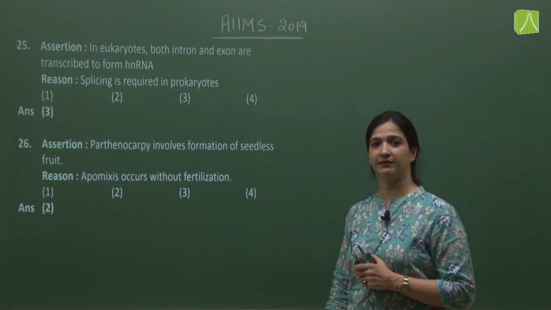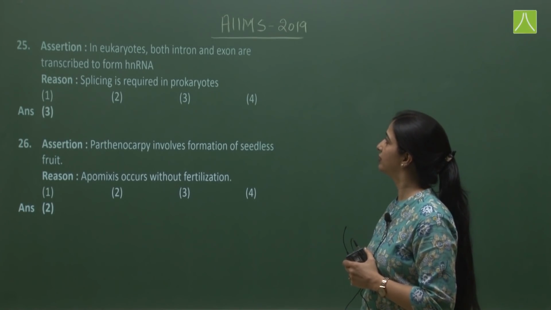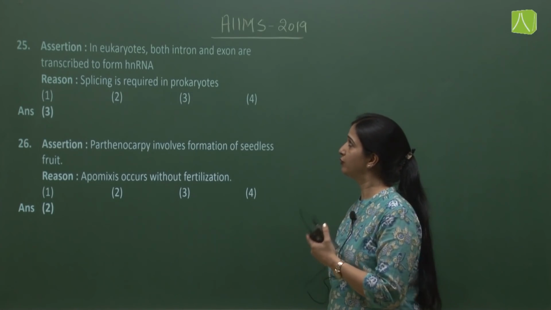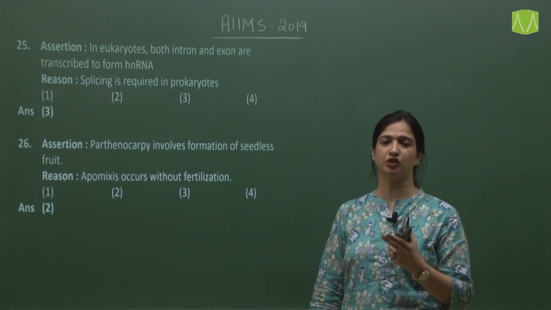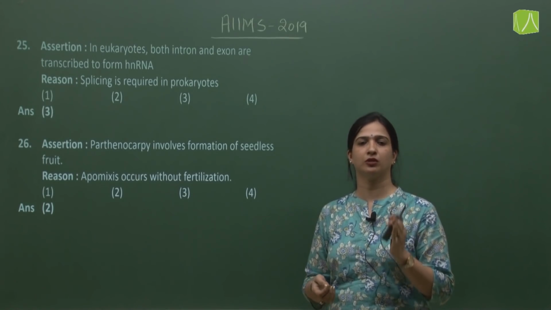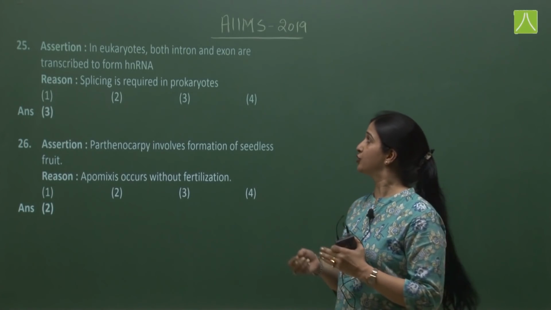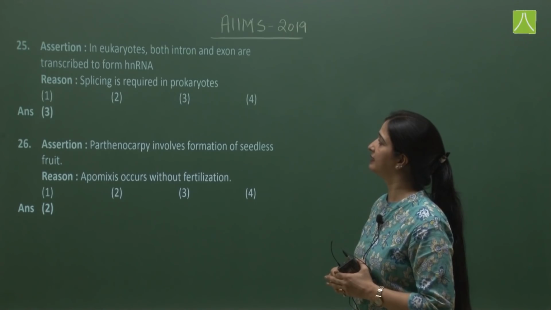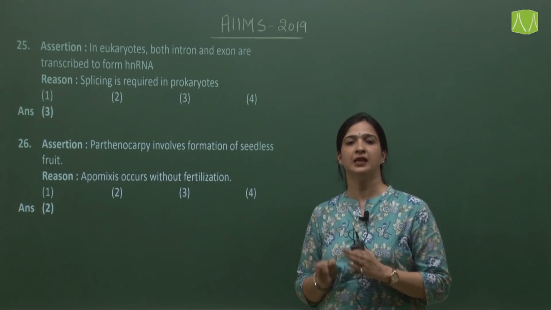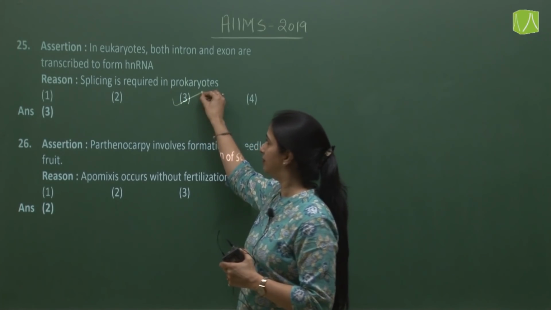Let us see question number 25. It is assertion and reasoning type of question. Assertion, in eukaryotes, both intron and exon are transcribed to form the heterogeneous nuclear RNA. This is correct because in case of eukaryotes, the split gene concept is present. Split gene means it consists of coding as well as non-coding sequences. Later on, these introns or the non-coding sequences are removed by the process of splicing. Okay, so this is correct. If we go to the reason, that is splicing is required in case of prokaryotes, this is incorrect because in case of prokaryotes, splicing or the processing of the messenger RNA does not take place. So here the correct option will be 3.